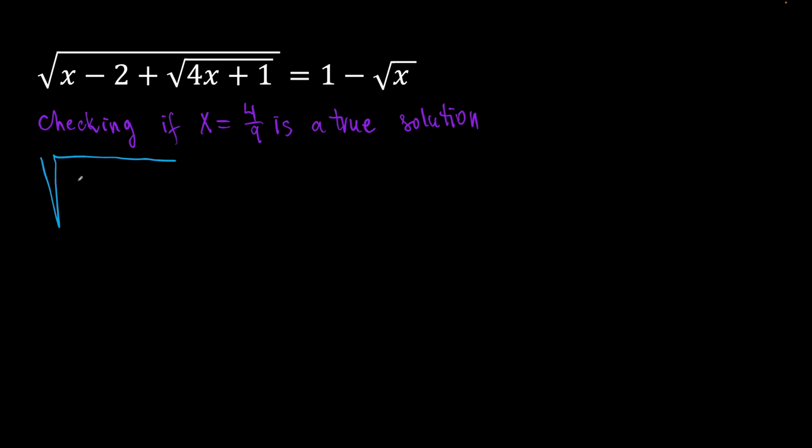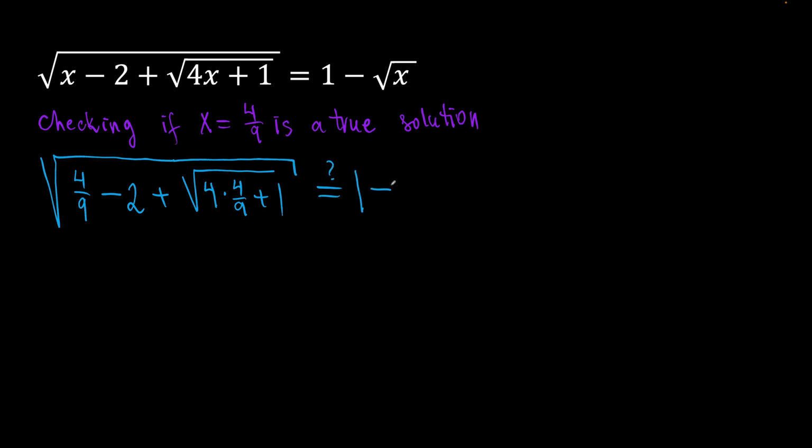So checking if x equals 4/9 is a true solution. In the square root, we have 4/9 minus 2 plus square root of 4 times 4/9 plus 1. So this is our left side. Is it equal to 1 minus square root of 4/9? So we took 4/9 and plugged it in everywhere we saw x. Now we are going to calculate if the left side is equal to the right side.